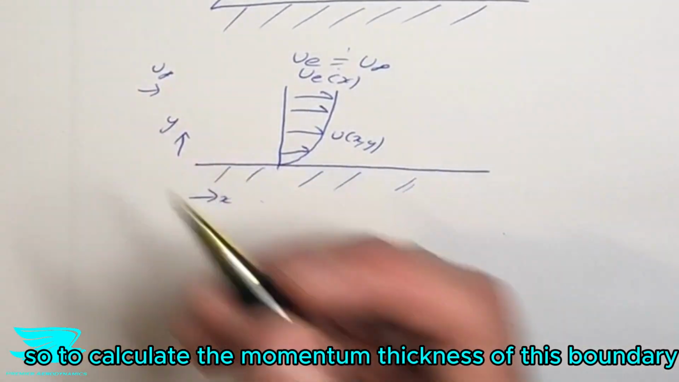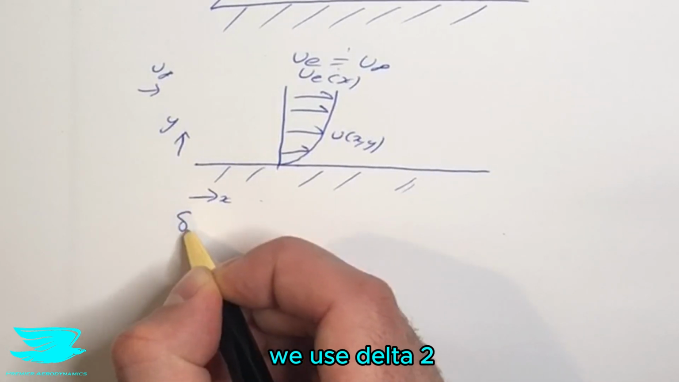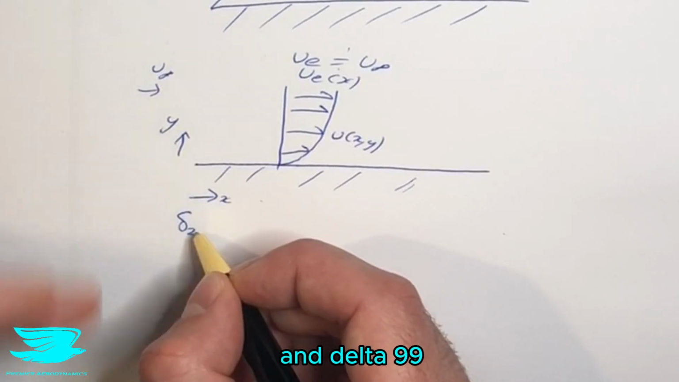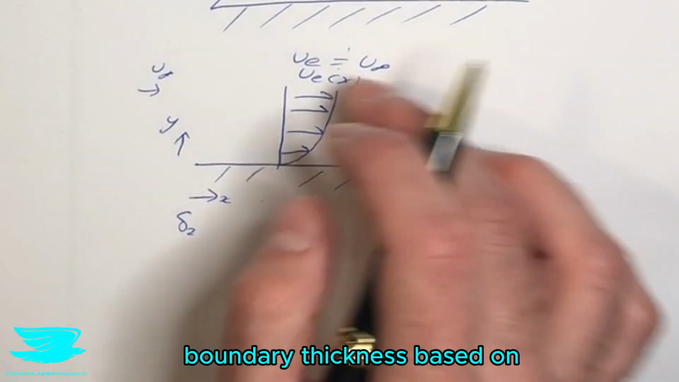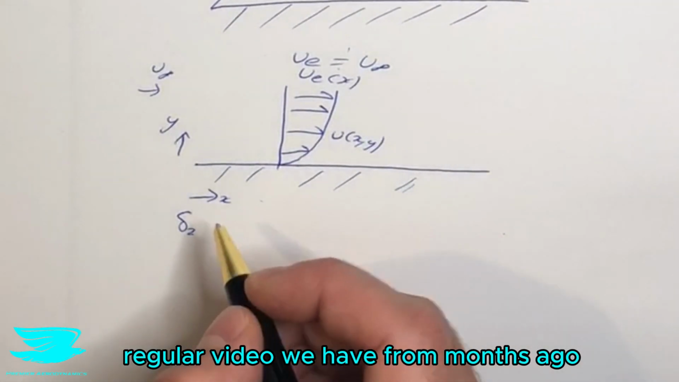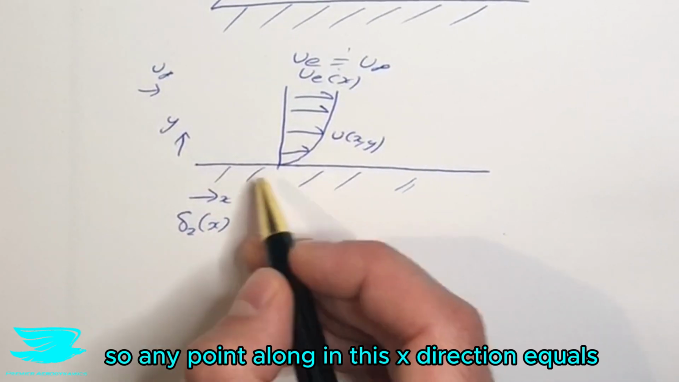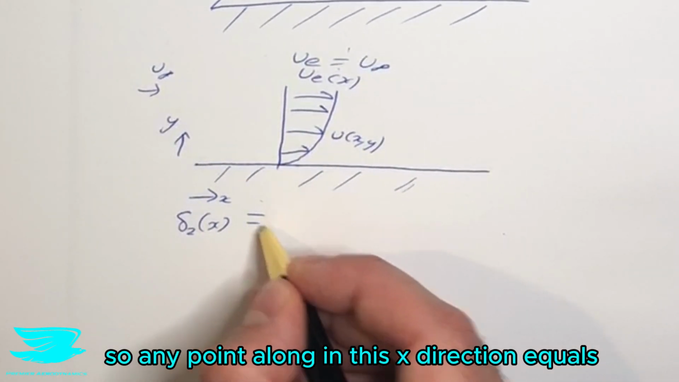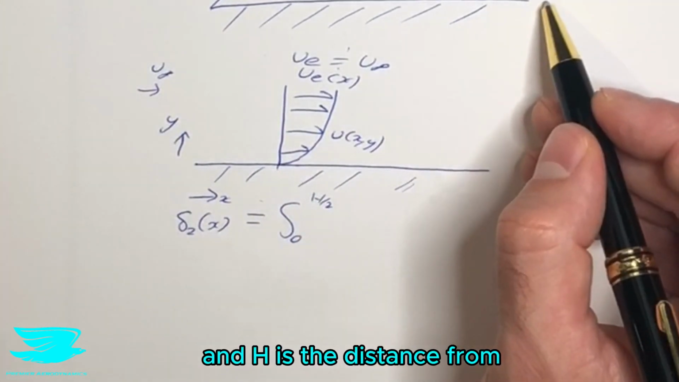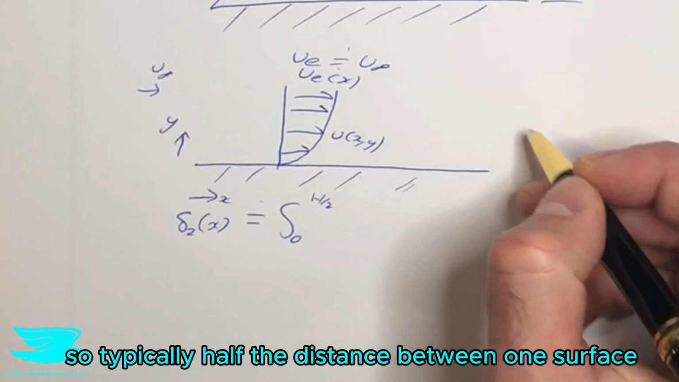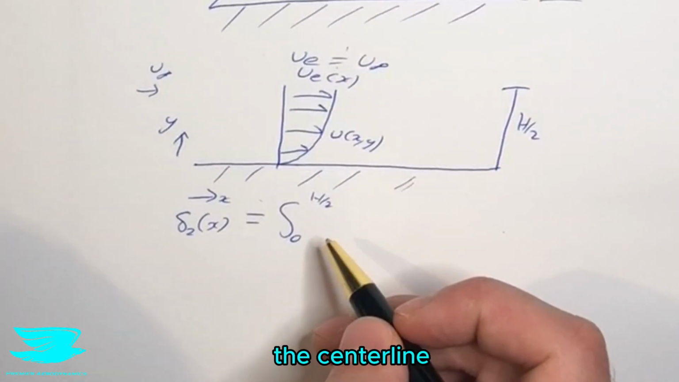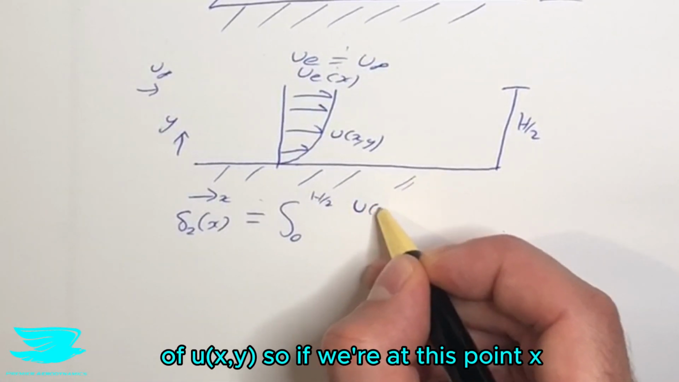So to calculate the momentum thickness of this boundary layer, we use delta 2 as opposed to delta 1, which was the displacement thickness from last week, and delta 99, which is the boundary layer thickness based on getting to the 99% velocity height, which is in the original boundary layer video we have from months ago. So delta 2 of x, so any point along in this x direction, equals the integral from 0 to h on 2, and h is the distance from one surface to the other surface. So effectively half the distance between one surface and the other surface. So 0 to h on 2, the center line, of u(x, y).